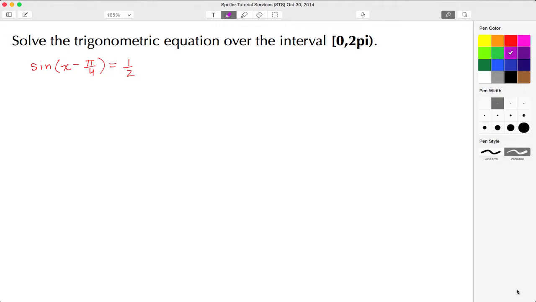In today's tutorial, we're going to work with a trigonometric equation, and we're going to solve this equation over a specified interval. In this example, that interval is from 0 to 2 pi, where 0 is included and 2 pi is excluded. The trig function we're working with is sine, and we're taking the sine of x minus pi over 4, and that results in 1/2.